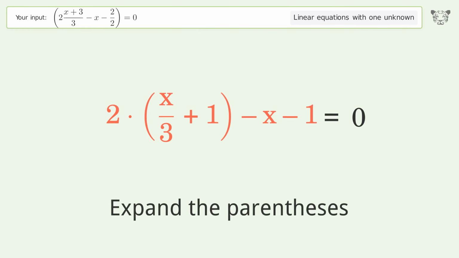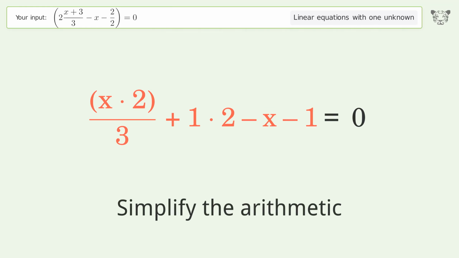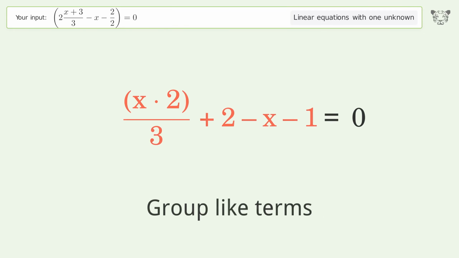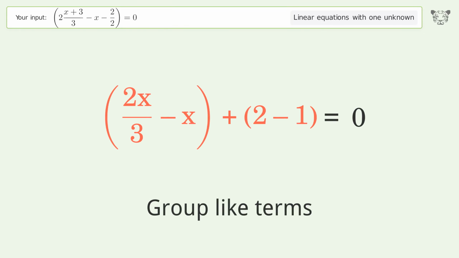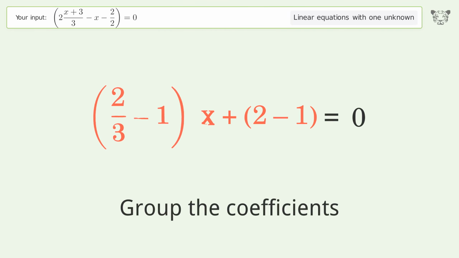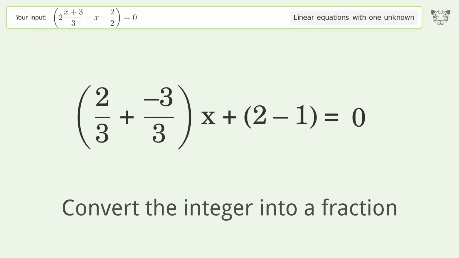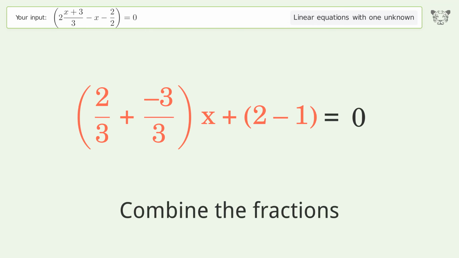Expand the parentheses. Simplify the arithmetic. Group like terms. Group the coefficients. Convert the integer into a fraction. Combine the fractions.